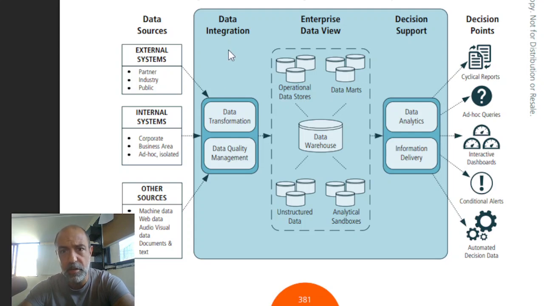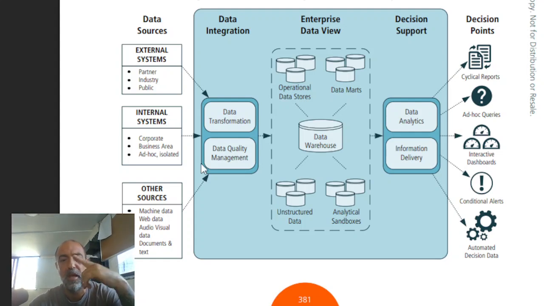And basically, here it is. That's a visual of it, right? External systems, basically data sources. There's a partner industry or a public, or internal systems. There's corporate business area, ad hoc, isolated. There are other sources: machine data, web data, audio data, document data, web scraping, research, whatever it is that we're doing.